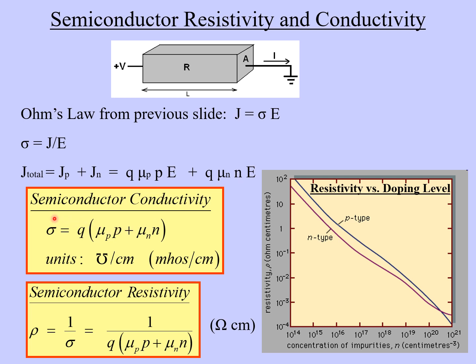The expression for a semiconductor's conductivity, sigma, is given by, and I factored out the Q, Q times the quantity mobility of holes, mu P, times hole density, plus mobility of electrons times electron density, all right? And remember that sigma is conductivity, which is 1 over the resistivity.